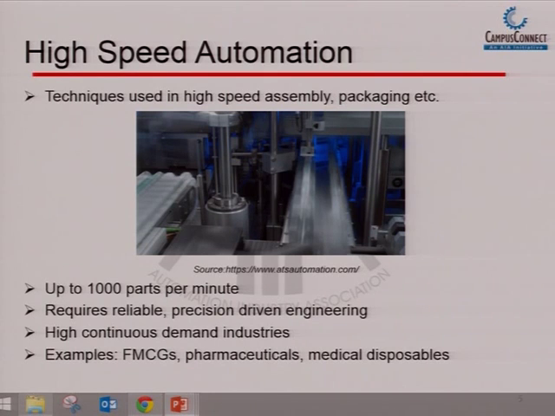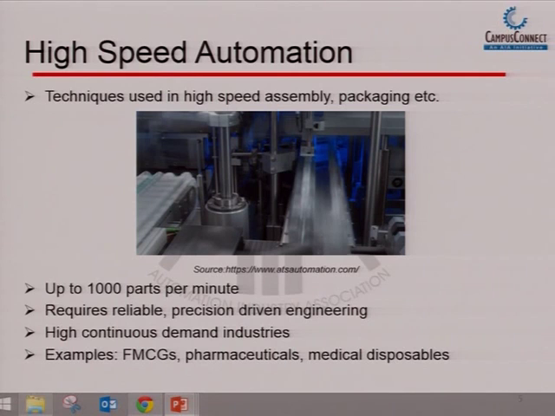Now, high speed automation requires to be very reliable. Why reliable? Because every time a process goes wrong, if a high speed automation stops at any point, you have a huge loss in production compared to when a regular machine stops. Because if it's high speed, there is a large loss of volume.